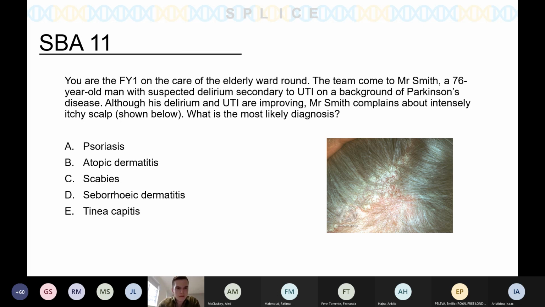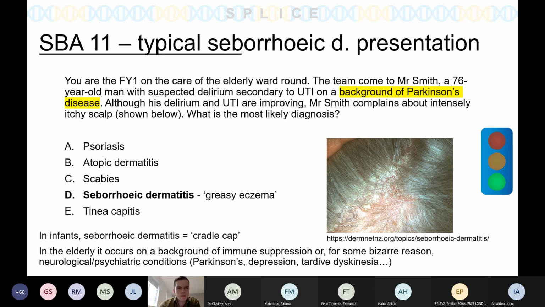Okay, let's stop it there. Everyone knows we're on the dermatitis section, so it's quite straightforward. This is what seborrheic dermatitis looks like. Seborrheic means greasy. I think it's related to sebum, which is the skin's natural grease.